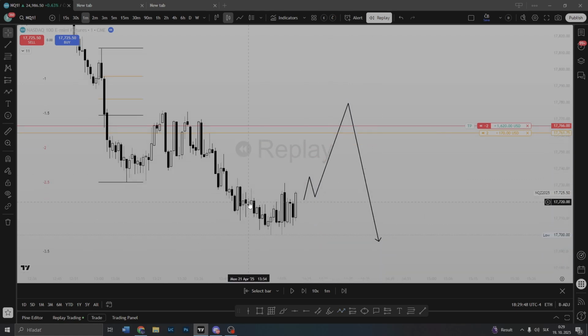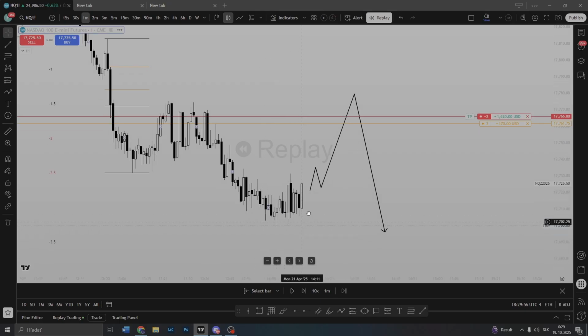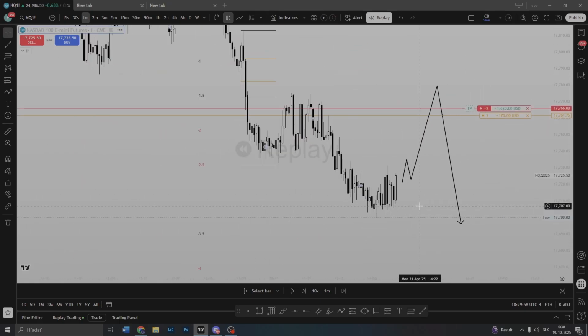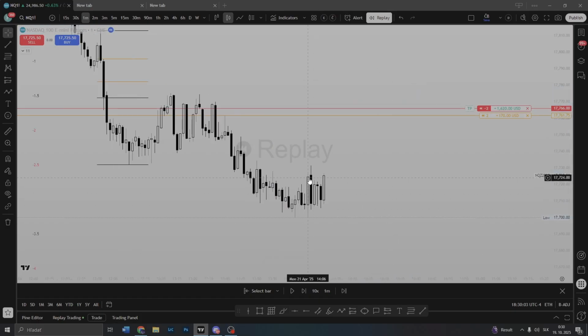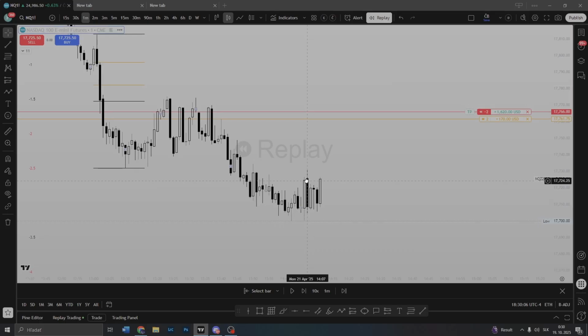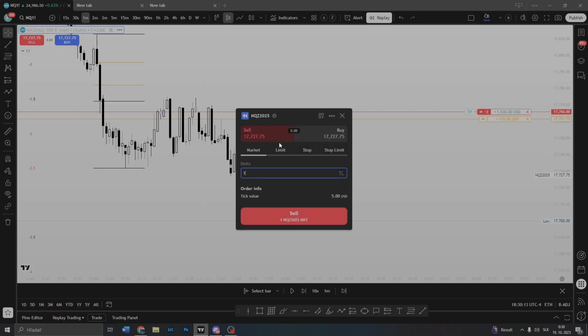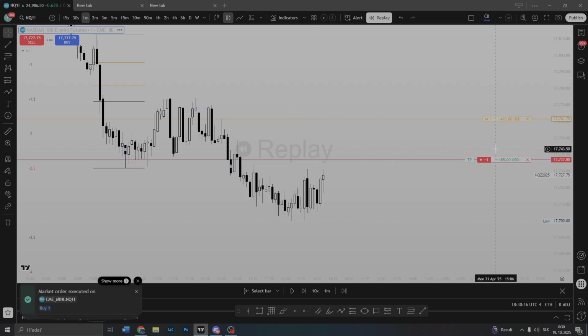Because I don't see any manipulation here. Yes, we can argue this move being manipulation on a higher time frame, maybe, possibly. But still, I don't like the equal lows right here. Once we close above this high, I will just take one off and put my stop loss at break even. Okay. Take one off. I'll put the break even.